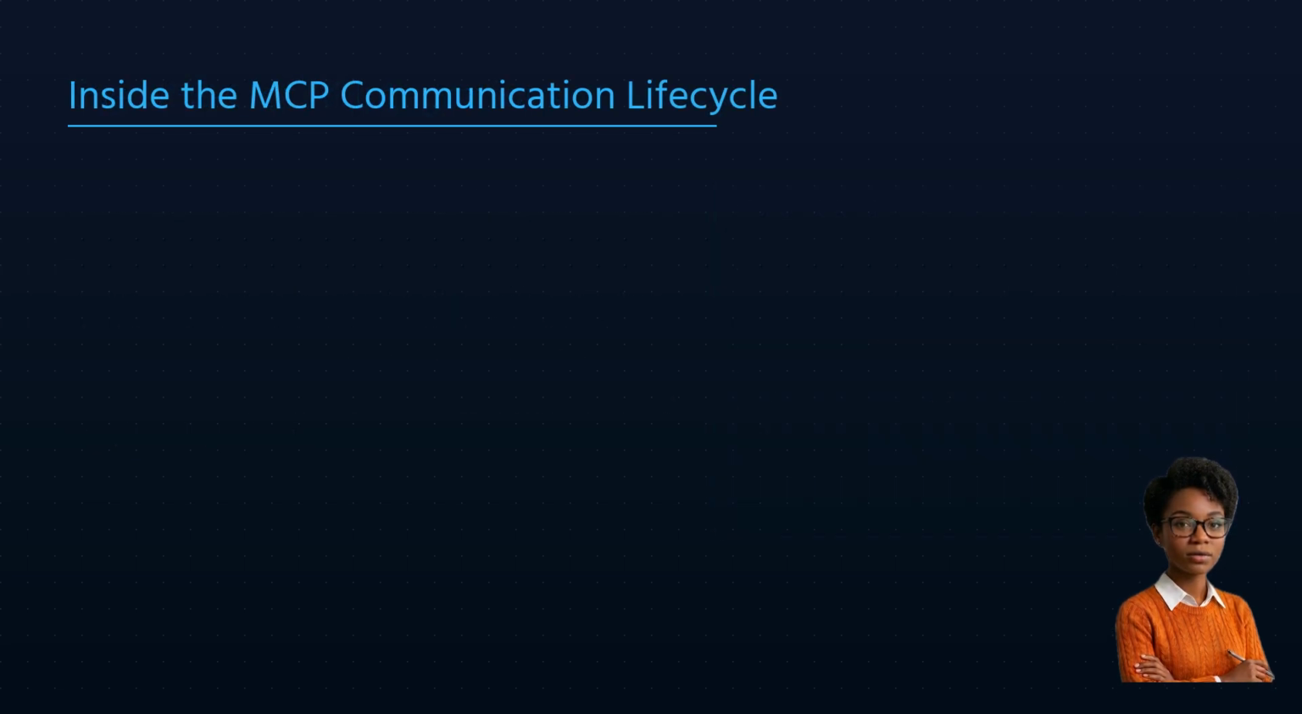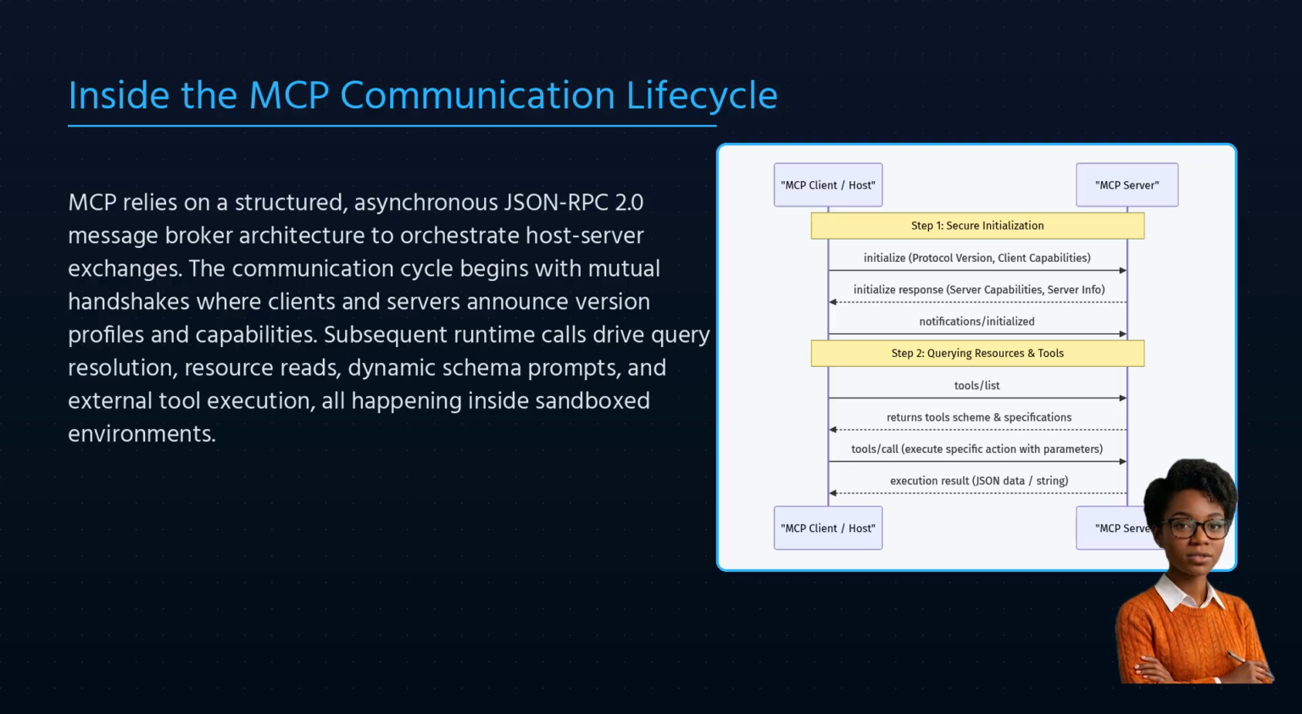To understand the low-level lifecycle, take a look at this sequence. The system relies entirely on standard, lightweight JSON RPC 2.0 messages flowing asynchronously over transport layers like standard inputs/outputs or server-sent events. During initialization, the client sends protocol capabilities and the server replies in kind. Once initialized, the client can request lists of tools or resources, prompting a direct payload response. This clean protocol design keeps processing decoupled, lightweight, and fast.